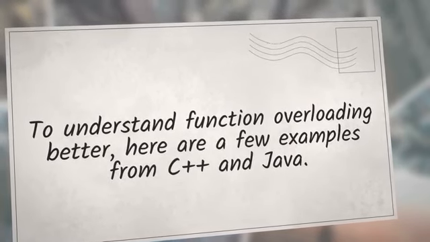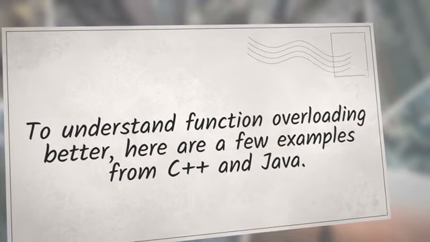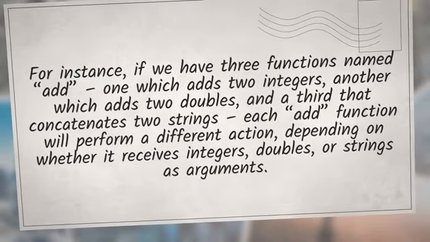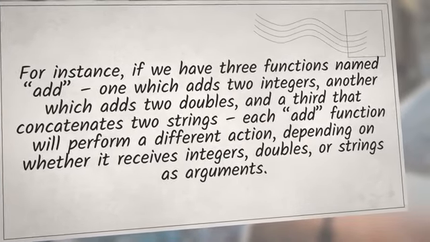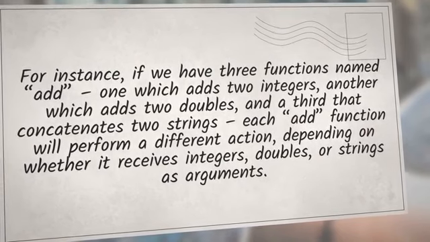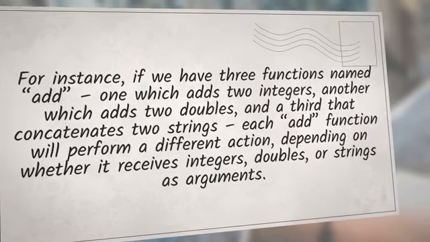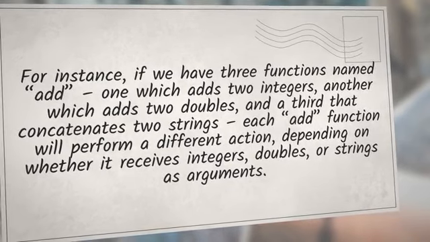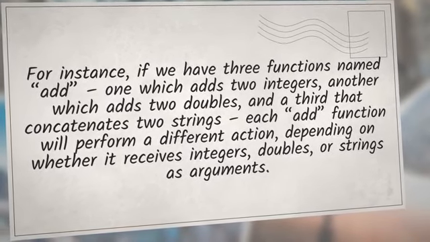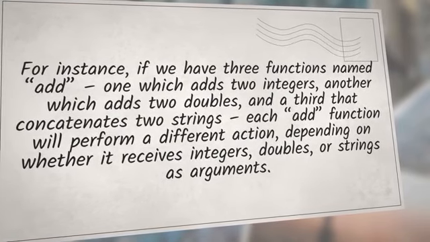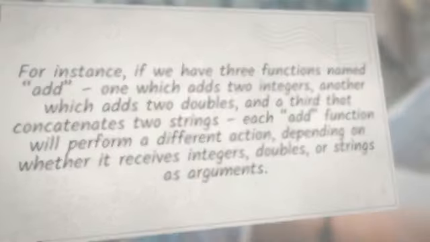To understand function overloading better, here are a few examples from C++ and Java. In C++, it's possible to create multiple functions with the same name but different parameters. For instance, if we have three functions named add, one which adds two integers, another which adds two doubles, and a third that concatenates two strings, each add function will perform a different action, depending on whether it receives integers, doubles, or strings as arguments.